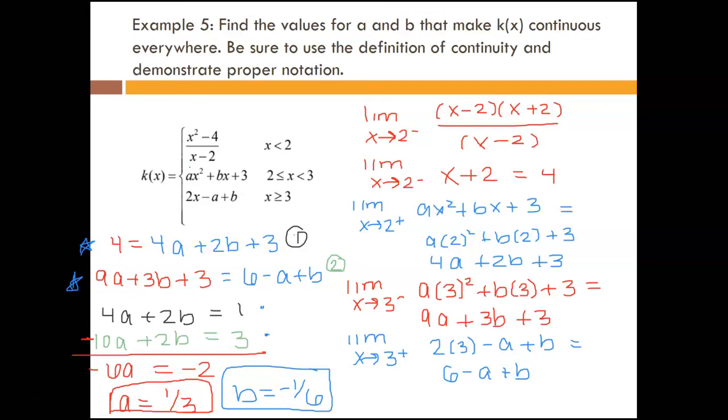So did we do what it asked? It said find the values of a and b that make k of x continuous. So we did make this statement true. If I were to go back now and plug a in wherever a was and b in where b was, my limits would equal each other. If I plugged a and b into the equation up here and here, you could plug in 2 to the top and 2 to the middle, and they would equal each other. Plug in 3 here and 3 there, and they should equal each other.